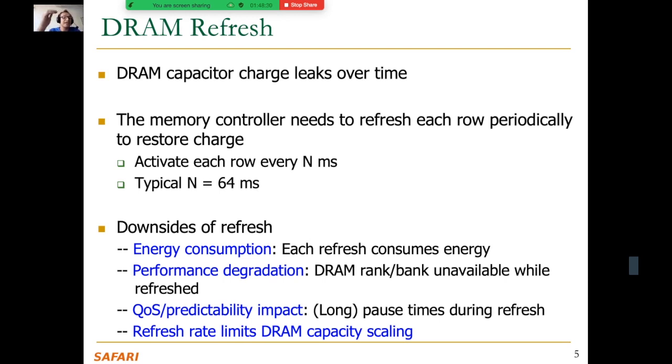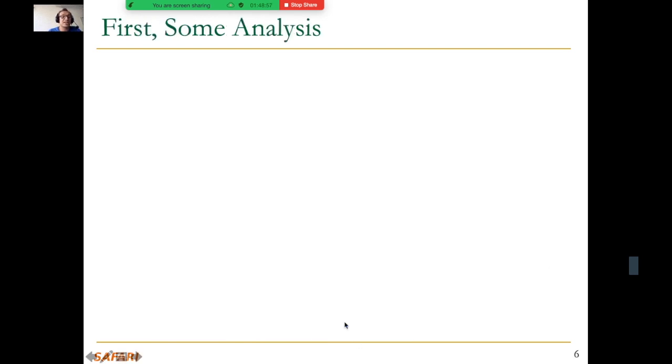And also, refresh rate needs to increase with the number of rows, because if you keep increasing the number of rows you have in DRAM and you need to refresh at a certain frequency, let's say 64 milliseconds, and if you have more rows to refresh within those 64 milliseconds, then you need to generate more refreshes to them, right? So that's why as DRAM capacity increases, refresh increases.